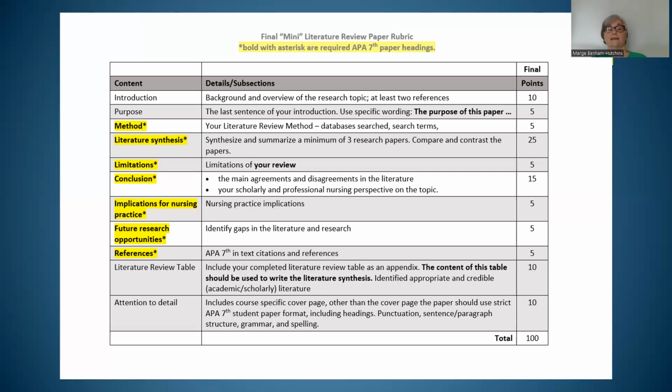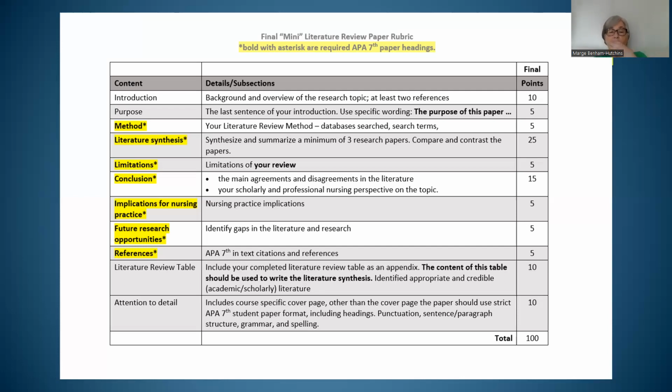Then you're going to do your method, which, remember, the method for a literature review is the method you use to review the literature. You're not reporting on a research study. So your database searches, your search terms, there's a variety of things. Then you're going to do your literature synthesis. For this assignment this year, it's 3 research papers, and you need to compare and contrast. I'll talk about that a little bit more.